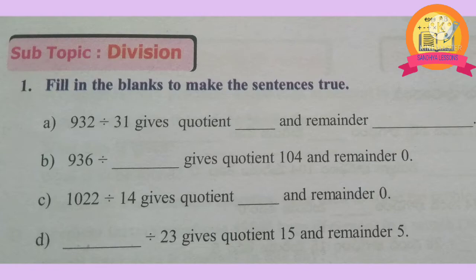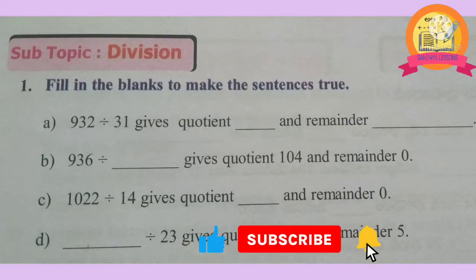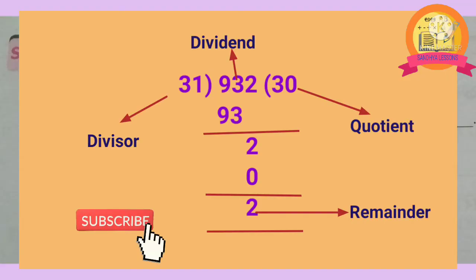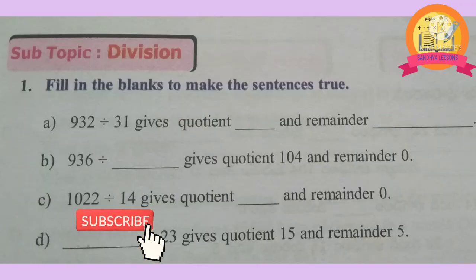First Roman, fill in the blanks to make the sentences true. 932 divided by 31 gives. In this Roman, we shall find out the quotients and remainder or dividend depending on the question. In a division, we have divisor, dividend, quotient and remainder. After dividing 932 with 31, we get the quotient 30 and remainder 2.